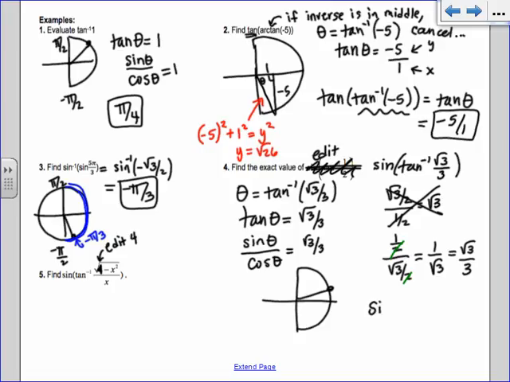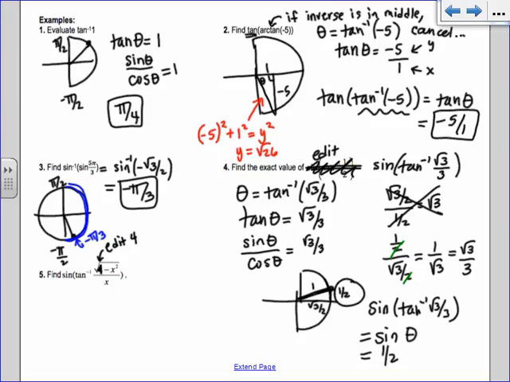So I have sine of inverse tangent of root 3 over 3, which is sine of theta. We called that theta, right? So when I talk about sine of theta, I want the one where the, oops, that's not root 3 over 2. Hang on. The radius is 1, right? Root 3 over 2. So my sine is going to be the 1/2. And that's your answer.